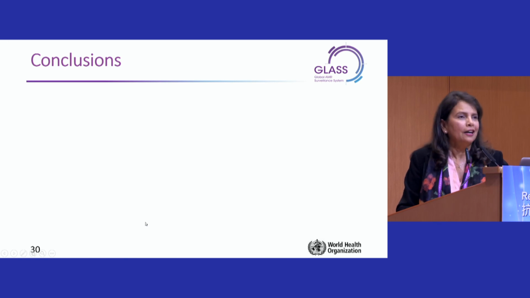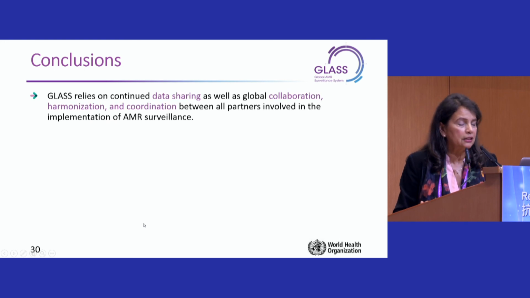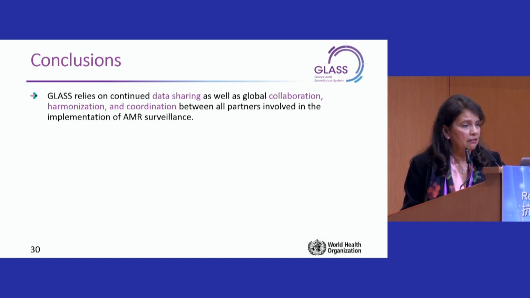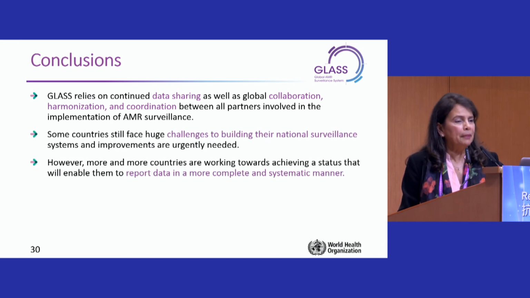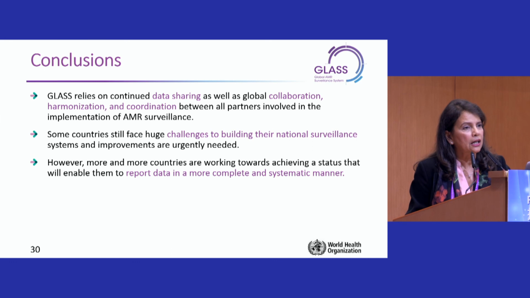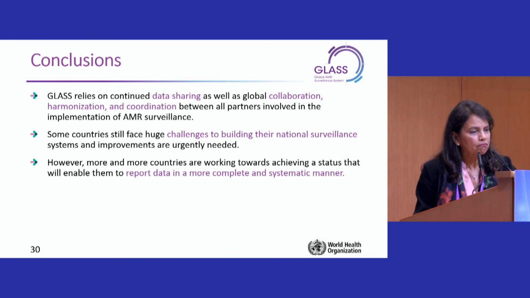So concluding, the points I would like to highlight from this presentation are, number one, the global system can only exist if countries participate in the system to provide this global picture. It is true that many countries are facing huge challenges to build their own systems, but at the same time, they are making efforts and they are already producing data. But we do need to improve the data in terms of completeness of the information.